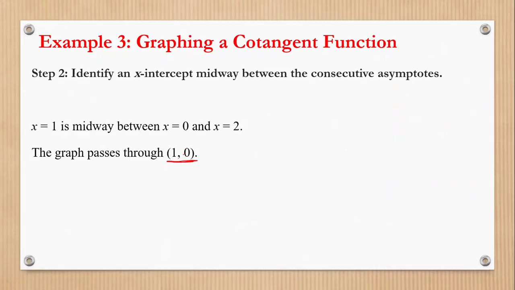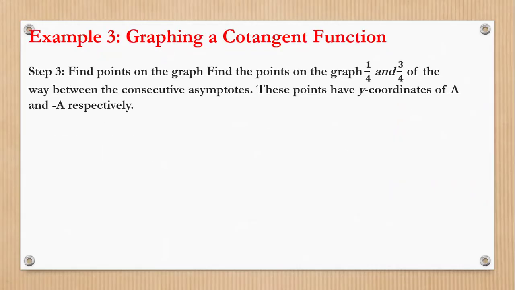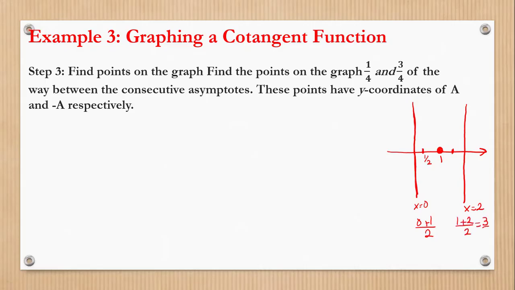Then, step 3, we need to find 1/4 and 3/4. So let me graph it again. One of the asymptotes is x equals 0. The other asymptote is x equals 2. And you know the midpoint, or the x-intercept, is 1 and 0. I want these 2 points. What's the midpoint between 0 and 1? Just add 0 and 1 and divide by 2, which is 1/2. What's the midpoint between 1 and 2? Add 1 and 2 and then divide by 2, which is 3/2.